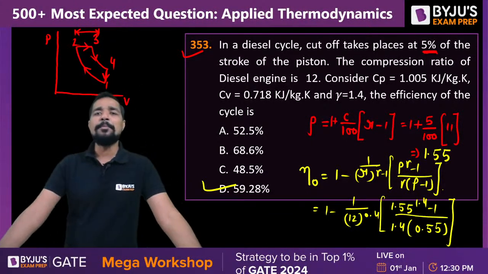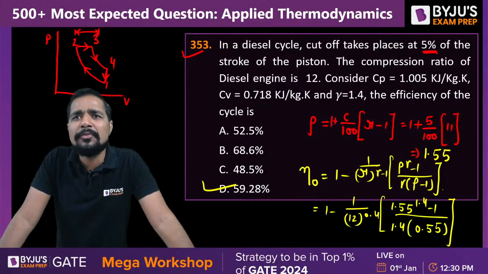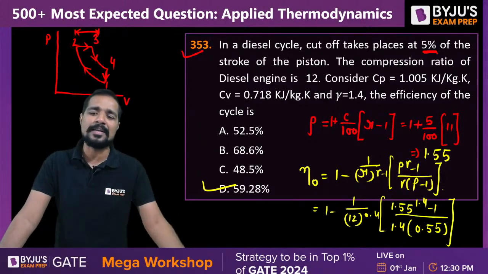So 17-18 people of you are here, but only 5 or 6 of you are writing the correct answer. बाकी सब लोग क्या कर रहे हो?